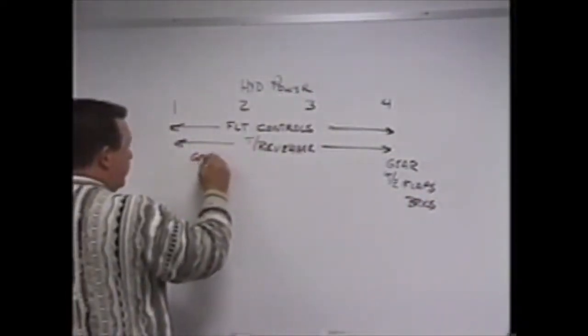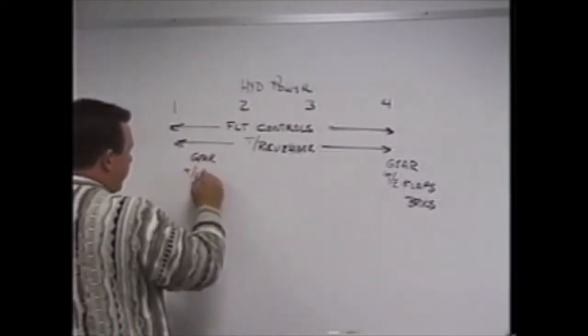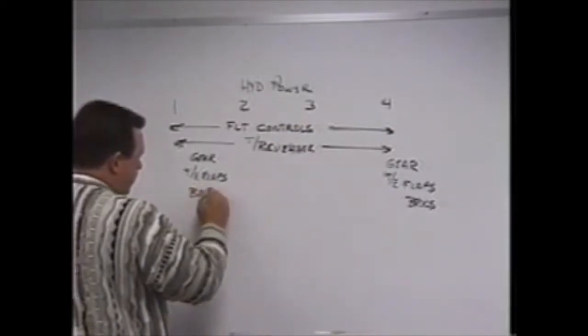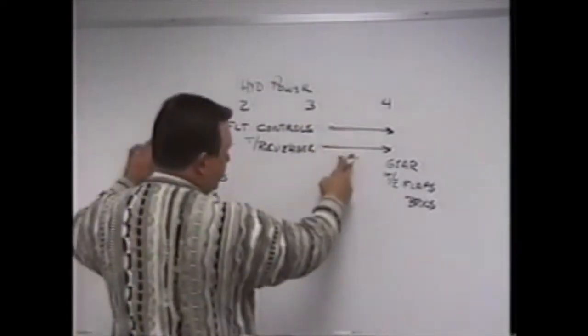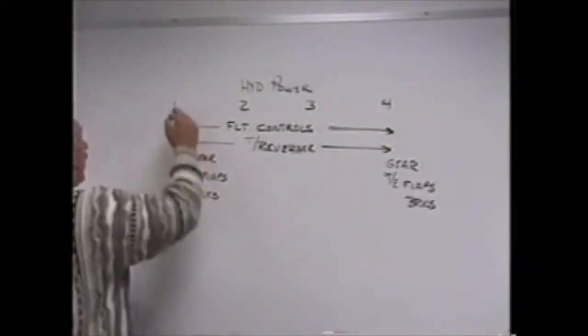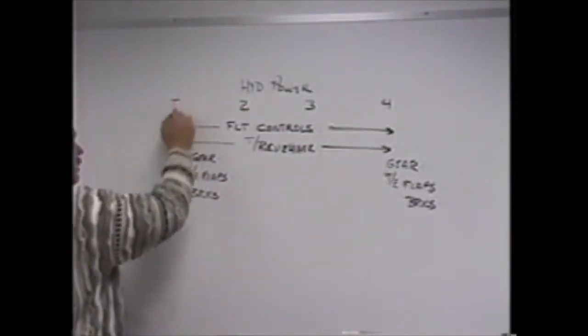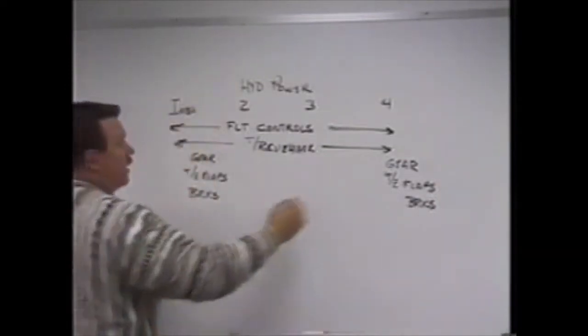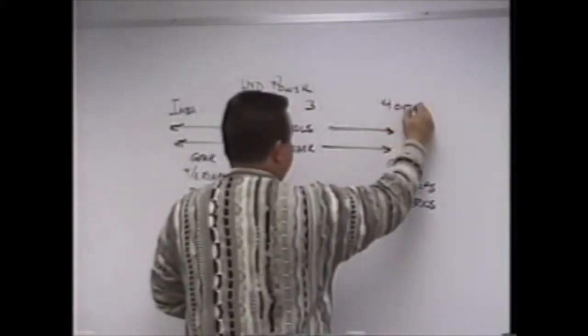Likewise, System 1 has gear, trailing edge flaps, and brakes. So flight controls, thrust reversers, gear, trailing edge flaps, and brakes. Specifically, inboard items are on System 1, Roman numeral 1, English letter I. Outboard systems must be on 4.